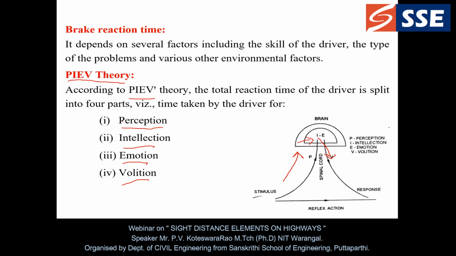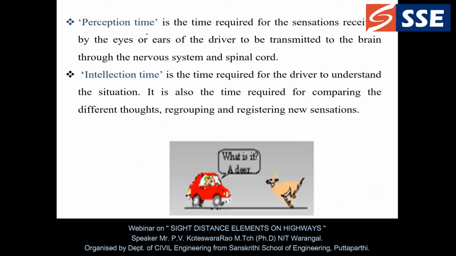So what are these four concepts? Perception time is the time required for the sensations received by the eyes or ears of the driver to be transmitted to the brain through the nervous system and spinal cord. Please observe this diagram. Here I have seen a deer. First I need to observe, oh, one object is there. What is that? Oh, it is a deer. So I need to stop my vehicle.